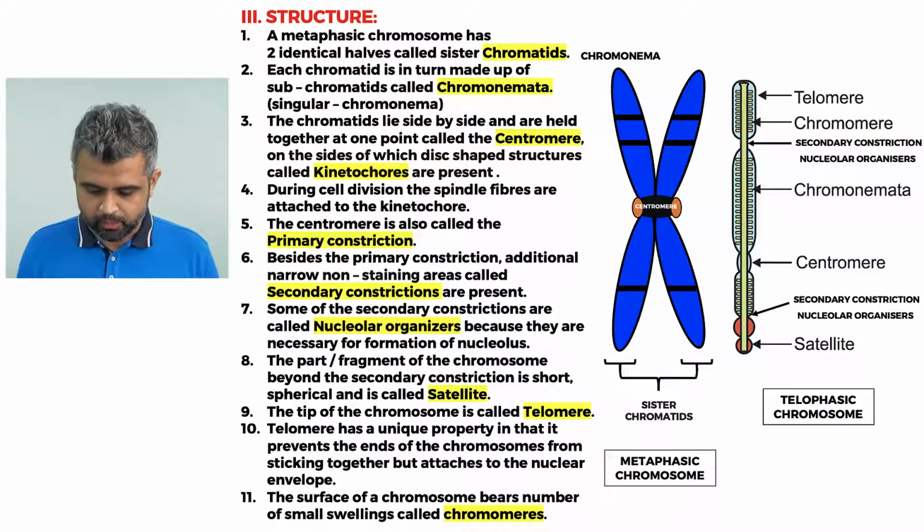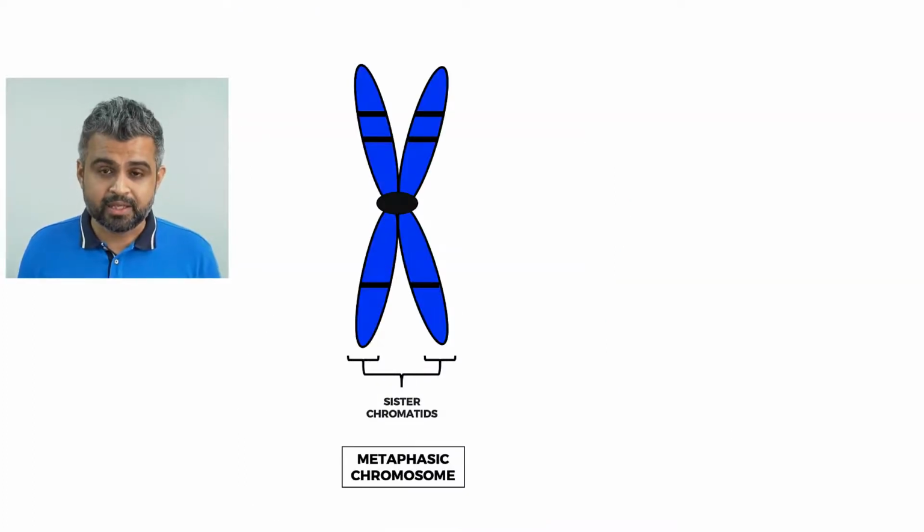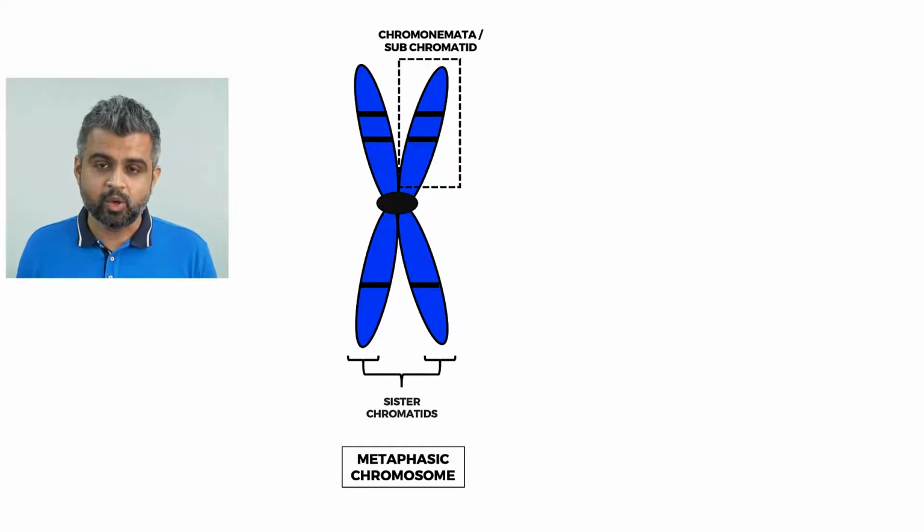Okay, moving on. Now just to quickly recap everything that we've done so far, here you have a metaphasic chromosome. It shows the presence of the sister chromatids which are connected to each other at the centromere. You will notice that each chromatid has subchromatids or subunits, and those subunits are called the chromonemata, or chromonema, chromonema being singular and chromonemata being plural. So you have the chromonemata or the subchromatid.